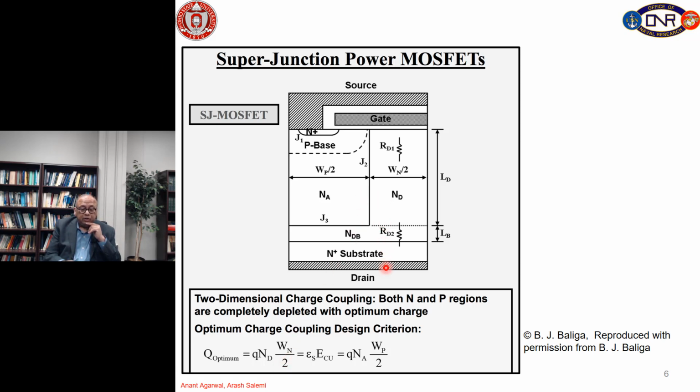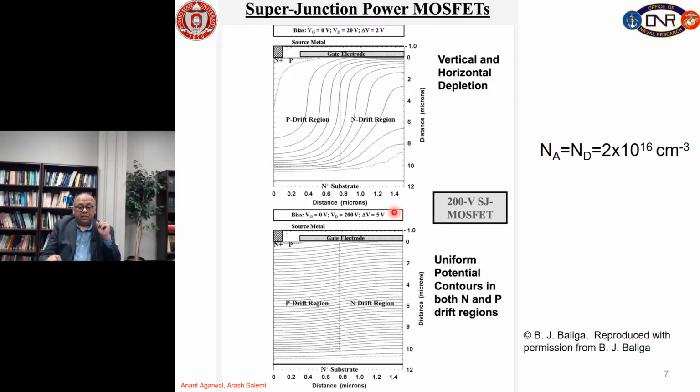And when they are fully depleted, then any additional drain voltage we apply will be dropped across the y direction, and the electric field in the y direction will keep on increasing up to a maximum value when the semiconductor breaks down. So, this allows us to make these pillar widths very narrow and dope them very heavily, so that the on resistance, which is the resistance of the N-type pillar, is much lower than the planar DMOSFET structure. So, let us see how that happens.